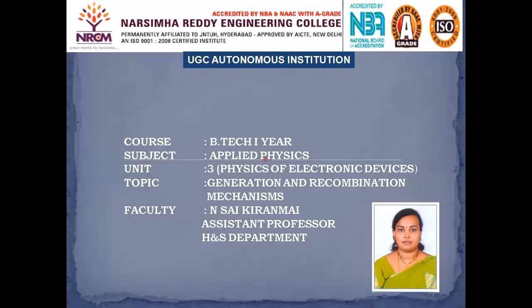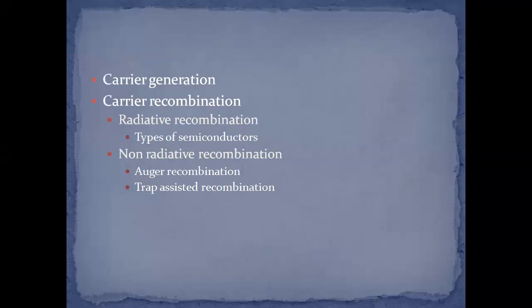Today we are going to have a small session on generation and recombination mechanisms in semiconductors. Under this session, we are going to discuss how the carriers are generated in a semiconductor and how they will get recombined. Under recombination, we are going to see two different recombination mechanisms, that is radiative mechanism and non-radiative recombination mechanism.